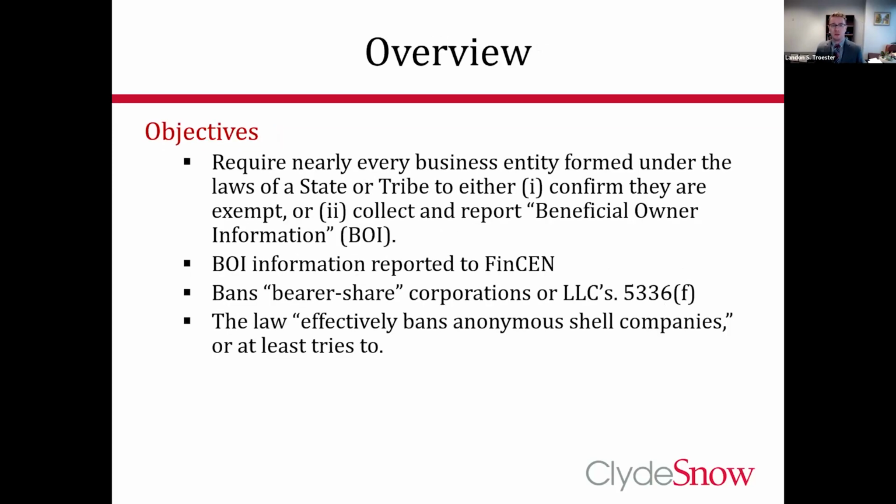The goal of this law is to essentially require nearly every business entity that's formed under the laws of a state or the United States, as well as foreign companies which are registered to do business in the state, to confirm that they are exempt, or if not, collect and report what's called BOI, or beneficial owner information. This information is then reported to FinCEN. FinCEN effectively acts as a bit of a data broker in this role. And the goal is to try and ban anonymous shell companies, or at least try to. That's the summary from one of the third-party comments on this law as its purpose, which is part of why it restricts and limits the use of bearer share corporations, or bearer shares in corporations and LLCs.